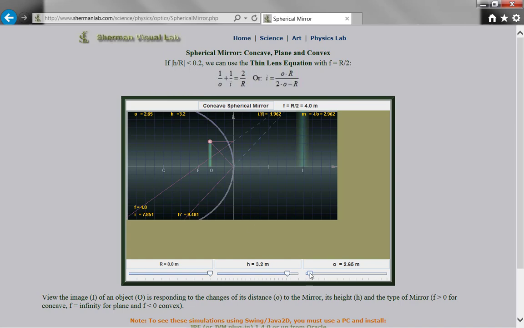Okay. Now let's move our object back out and flip our mirror around again. So here we are. Now I have a convex mirror. I'm going to do the same thing. I can see my image right up here. It is currently virtual. It's behind the mirror. It's on the other side of the mirror from the object. It is upright and it is smaller. And as I move the object in, the image gets bigger, but it always remains virtual, upright, and smaller than the object.